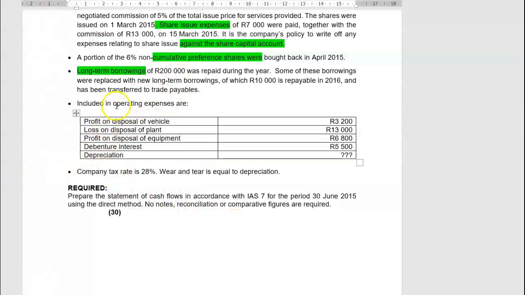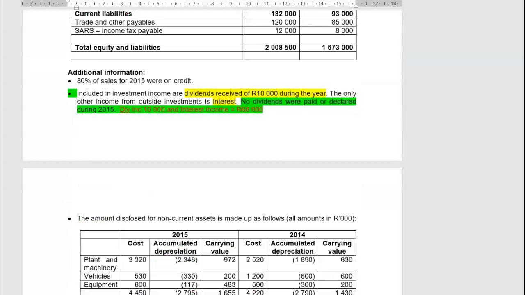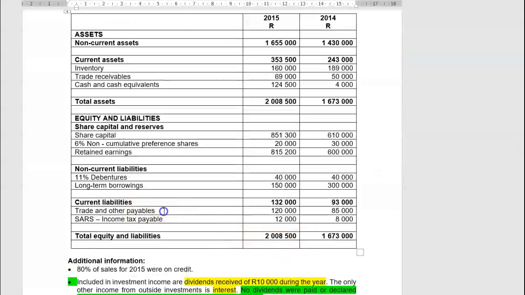Some of these borrowings were replaced with new long-term borrowings, of which 10,000 Rand is repayable in 2016, next year, and has been transferred to trade payables. Now that is important because we have to understand that we have to take out here the current year minus 10,000 Rand. That short-term portion of the long-term loan, that is actually part of that balance there, so we might as well add it there, 10,000 Rand.